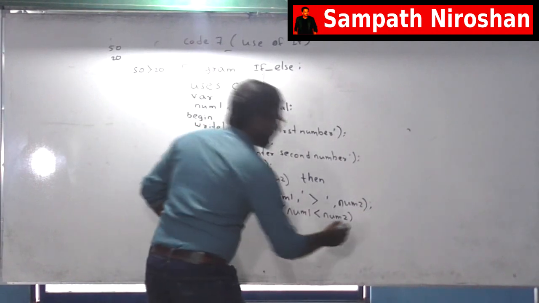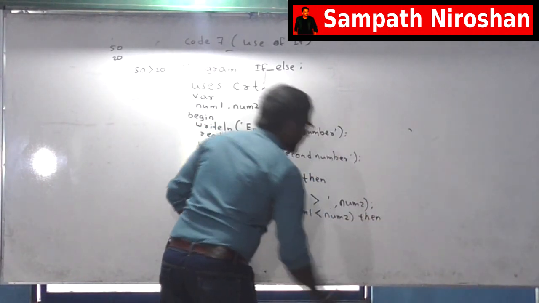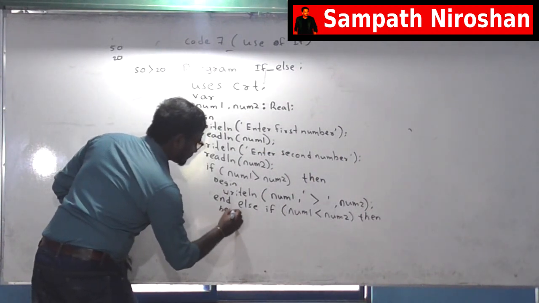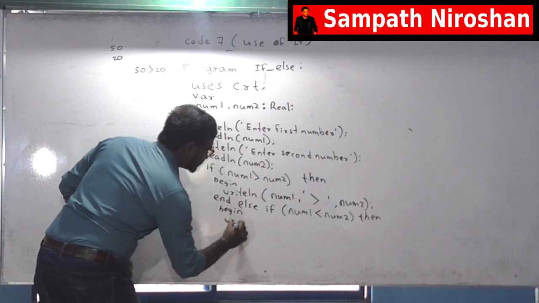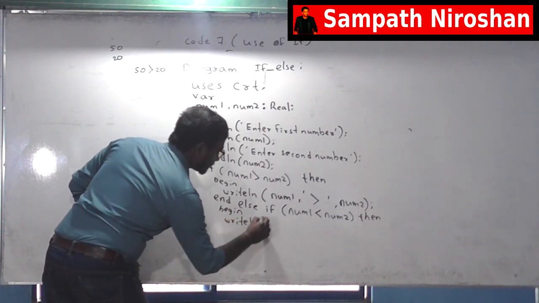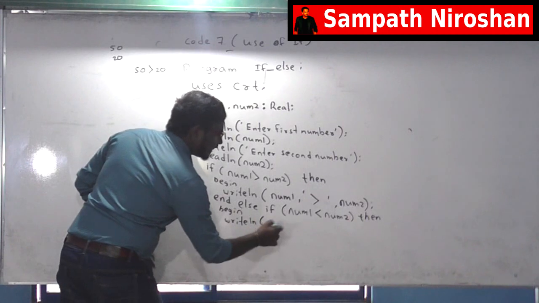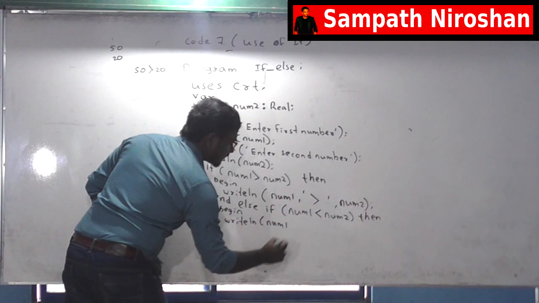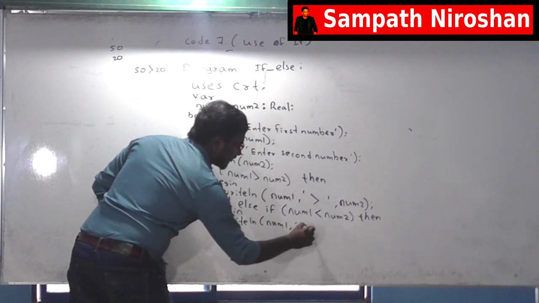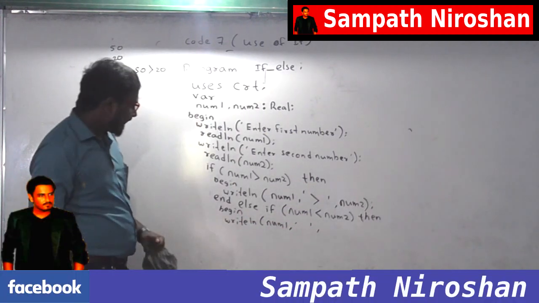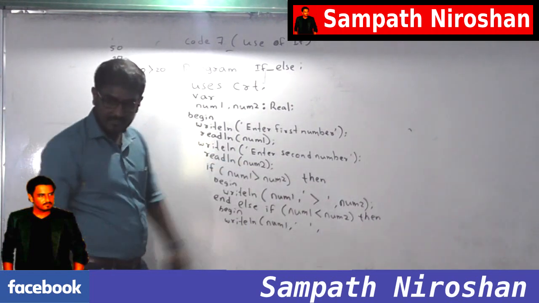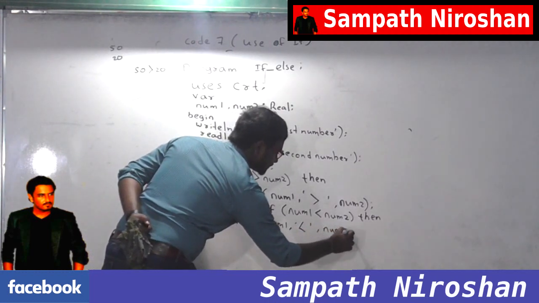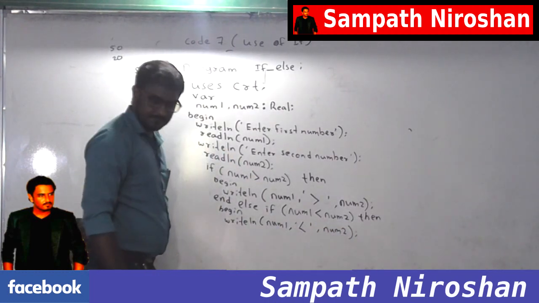Okay, so you can say then, I'm going to say to the user with a begin, write ln inside the bracket. I'm going to take the value of num1, and I have something in string type, but this time it's not greater than, it's going to be less than, num2. End of the code.